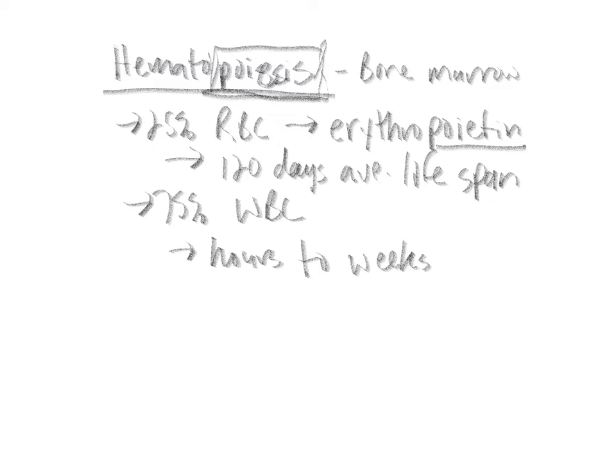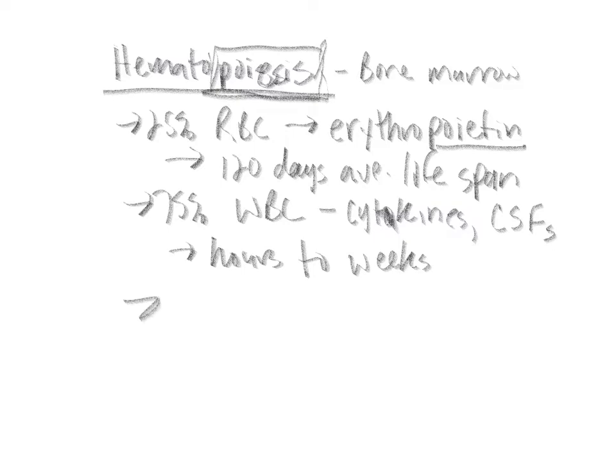White blood cell production is a bit more complicated. We're just going to focus on two of the molecules that help stimulate white blood cell production, and those are cytokines, as well as what we call colony stimulating factors, CSFs. So those two are responsible for white blood cell production, as well as some other molecules that we're not going to focus on.